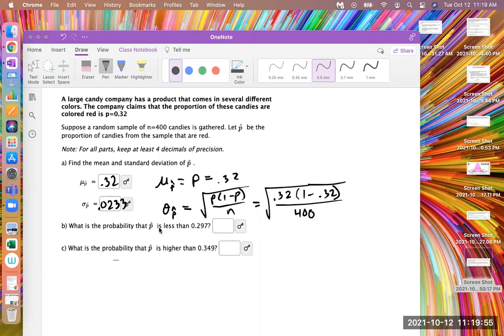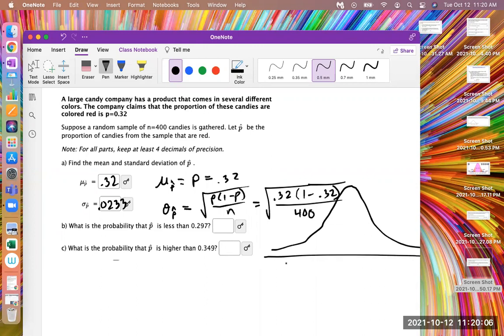Then what is the probability of the p hat being less than 0.297? You have to remember that in this sampling distribution of the sample proportion, the values along the x-axis are decimal numbers. They are proportions. So the middle of this distribution, the mean, is 0.32. And 0.297 is going to be to the left of that, somewhere over here.